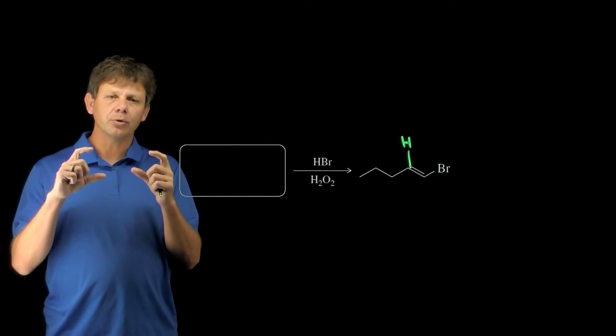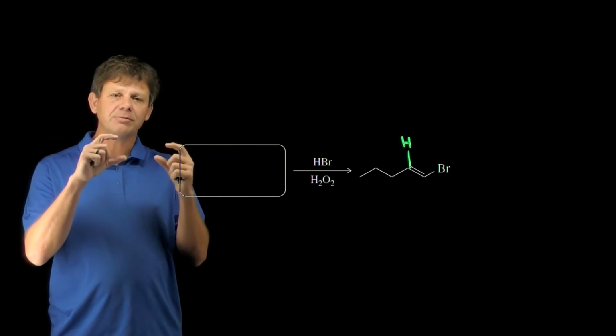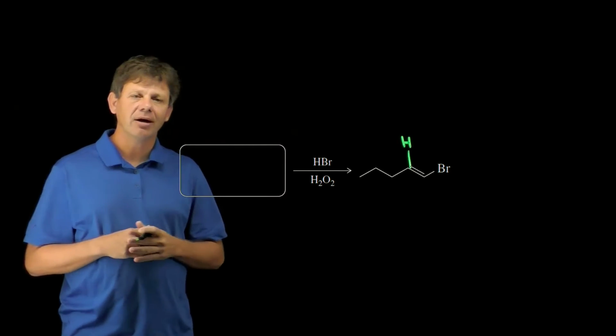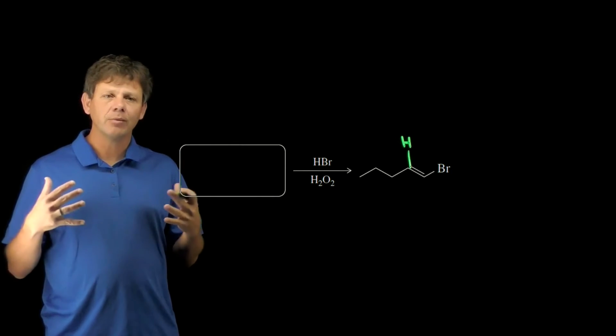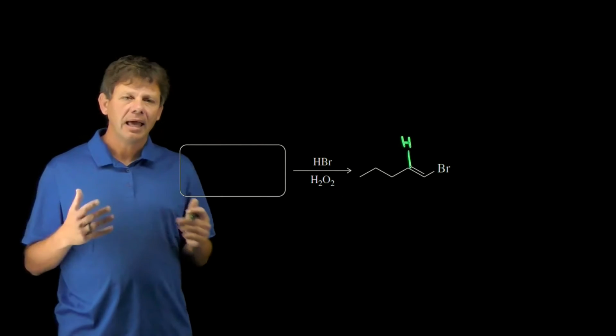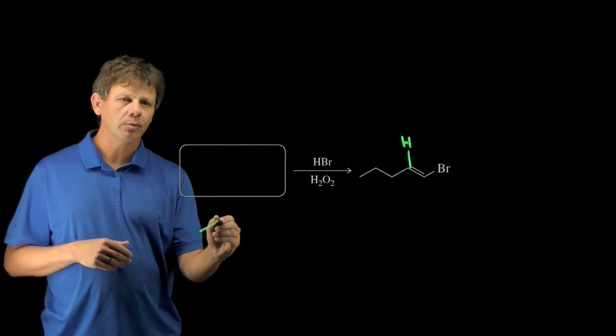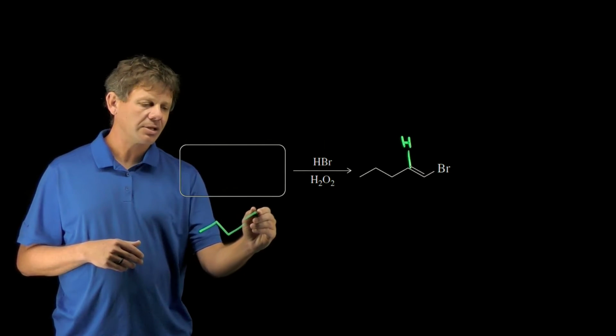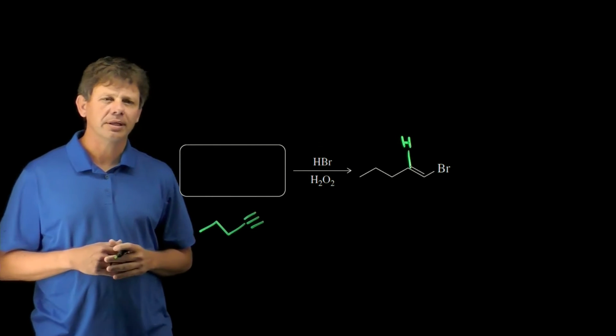What functional group can react with HBr and still have the alkene present in the end? That would be an alkyne. And so the reaction, or the reagent we'll use to start this reaction, is this one here.